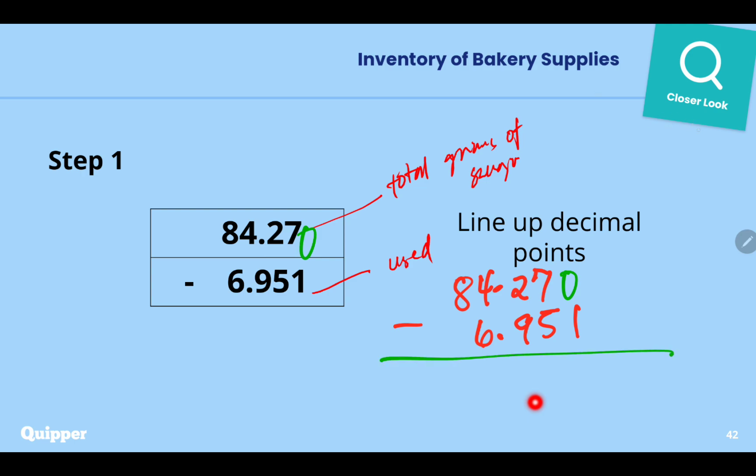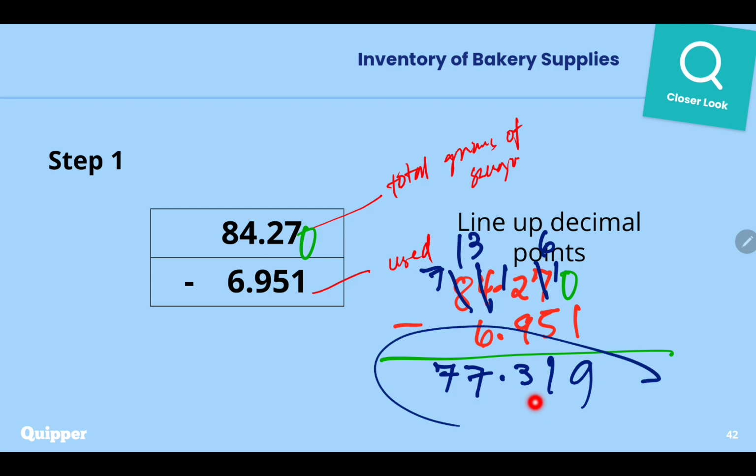Okay? Then, proceed with subtracting like whole numbers. So, si 7 magiging 6, si 0 magiging 10. Since 0 minus 1 cannot be. Okay? Kaya tayo nag-borrow. So, 10 minus 1, that is 9. 6 minus 5, that is 1. 2 minus 9 cannot be. So, si 4 magiging 3 and si 2 magiging 12. So, 12 minus 9, that is 3. 3 minus 6, cannot be. So, si 8 magiging 7 and si 3 magiging 13. So, 13 minus 6, that is 7. And 7 minus wala naman to. So, bring down na lang natin si 7. So, the final answer is 77.319.